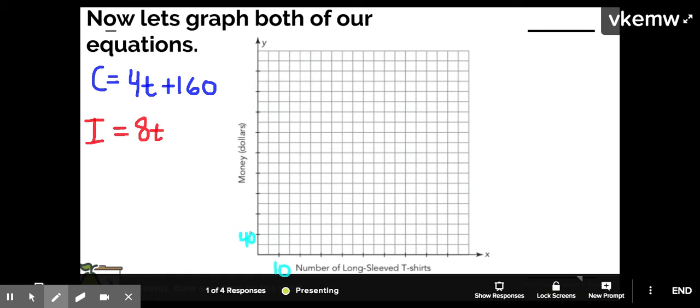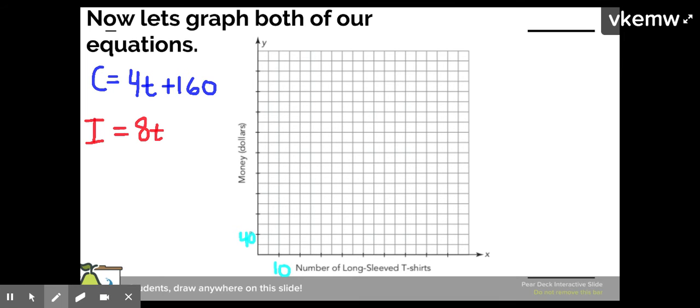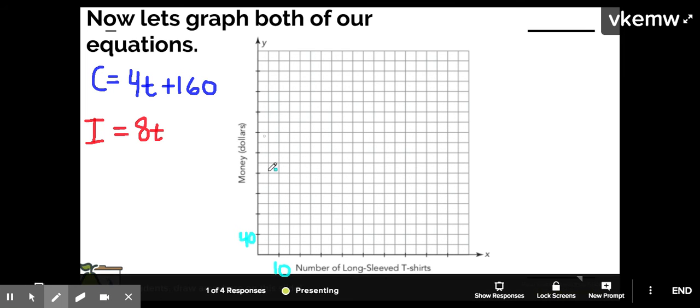So with each hash mark being 40 on the y-axis, and each hash mark here being 10 on the x-axis, what I would like you guys to do is try and graph these two equations for me. Okay? So try and graph these two equations for me.